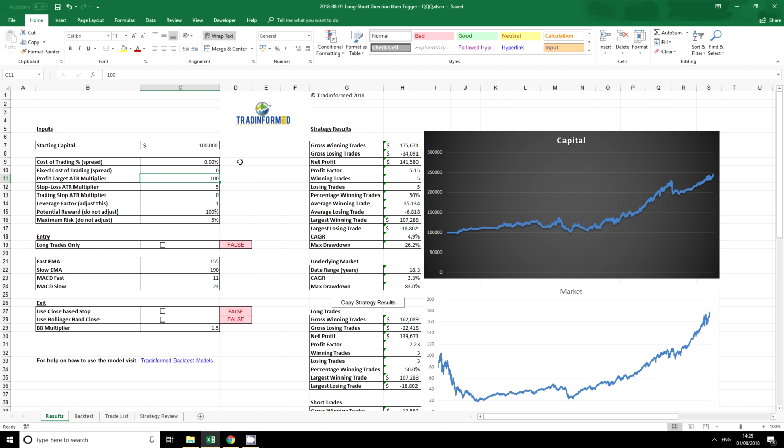The stop loss, the cell below, is calculated in exactly the same way. And in this example, it would be calculated as 5 times the ATR.